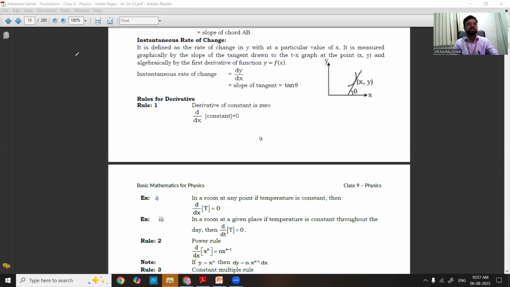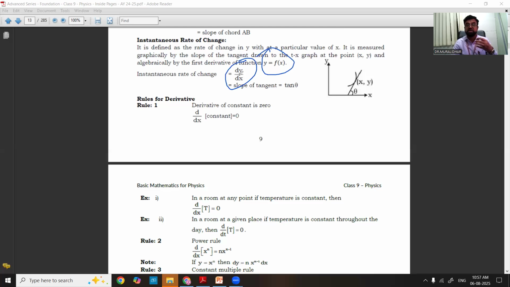That is called instantaneous. It is defined as the rate of change of y with respect to a particular value of x, not overall. Overall means you can say y2 minus y1 by x2 minus x1. It is measured graphically by the slope of the tangent. Suppose y is equal to x, like the previous example. The instantaneous rate of change is nothing but dy by dx.